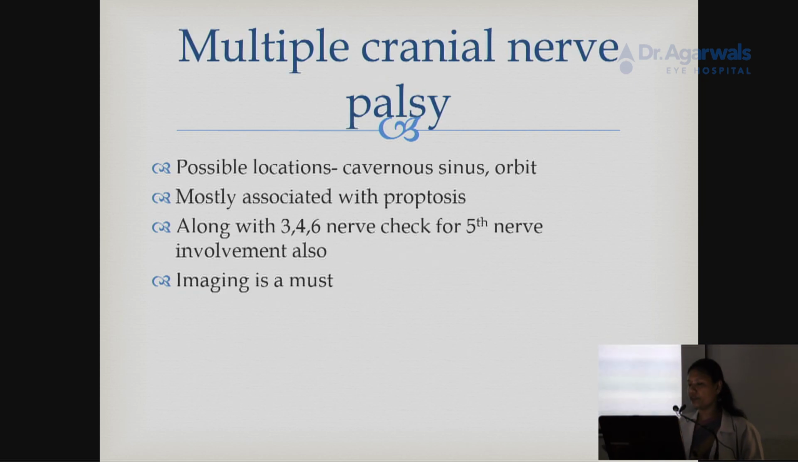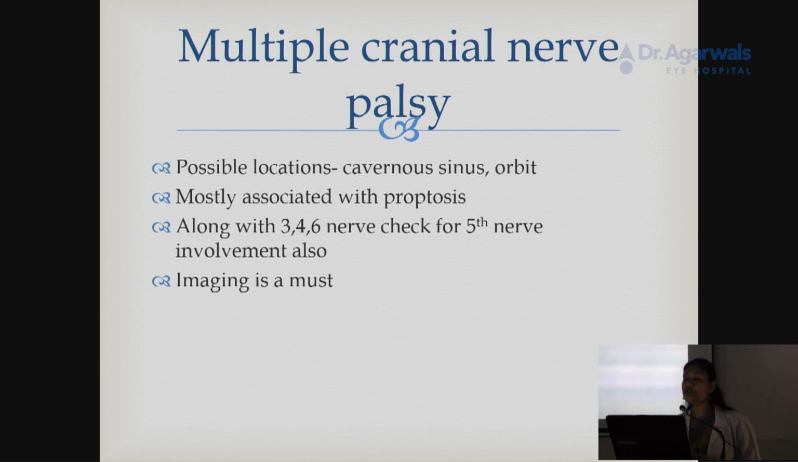Possible locations, obviously we discussed, were the cavernous sinus and the superior orbital fissure, or within the orbit, mostly associated with proptosis. Generally they have a proptosis, and along with the third, fourth, sixth nerve, please look for the fifth nerve involvement also. You have to look for the corneal sensation or sensation over the skin, and imaging is a must. Whenever multiple cranial nerves are involved, you have to do an imaging.